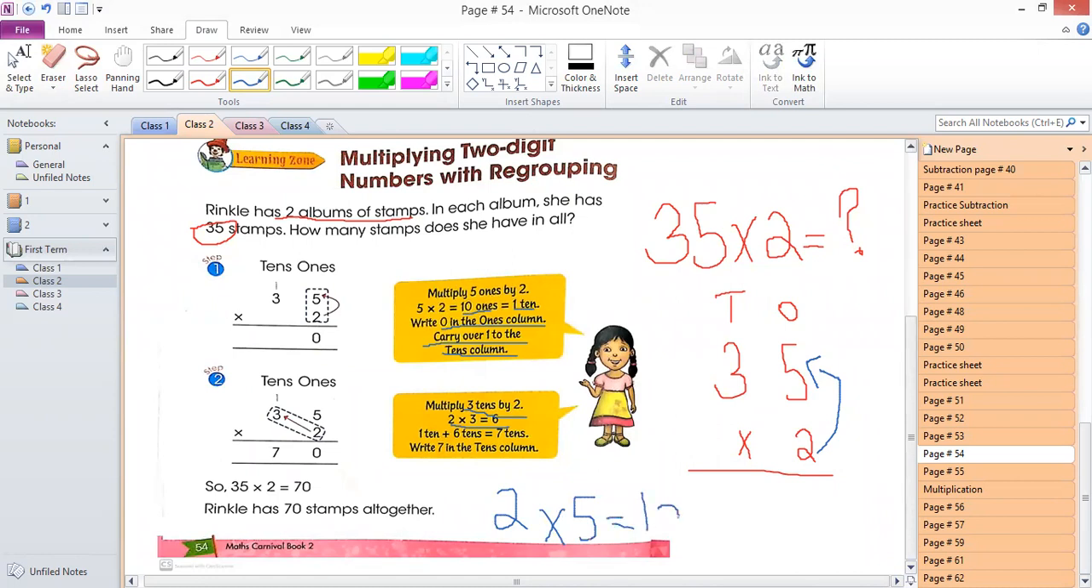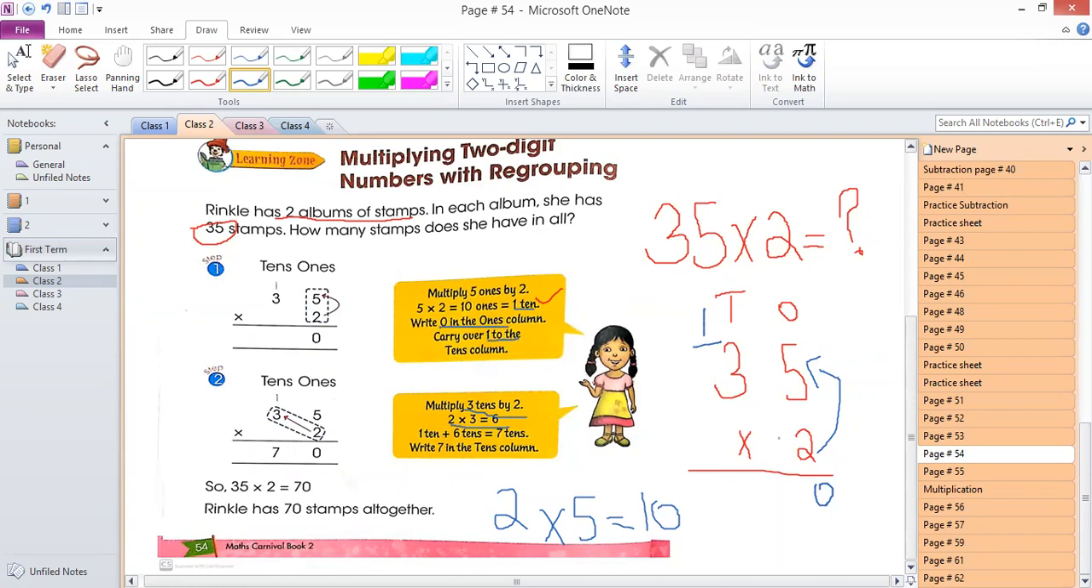10. In 10, there are 2 digits, 1 and 0. So what we are going to do, we are going to regroup it. You will only write 0 here, in the ones place, and the 1 you will regroup. So multiply 5 ones by 2. That will give you 10 ones, which is actually equal to 1 ten and 0 ones. So you will write 0 in the ones column and you will carry over 1 to the tens column.